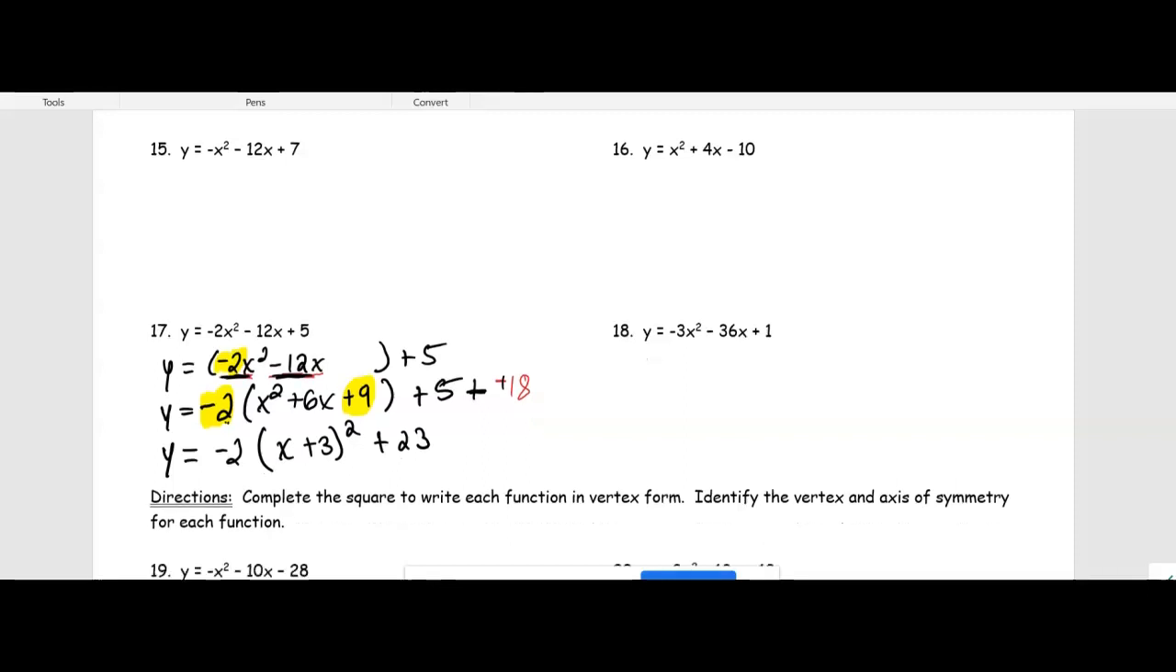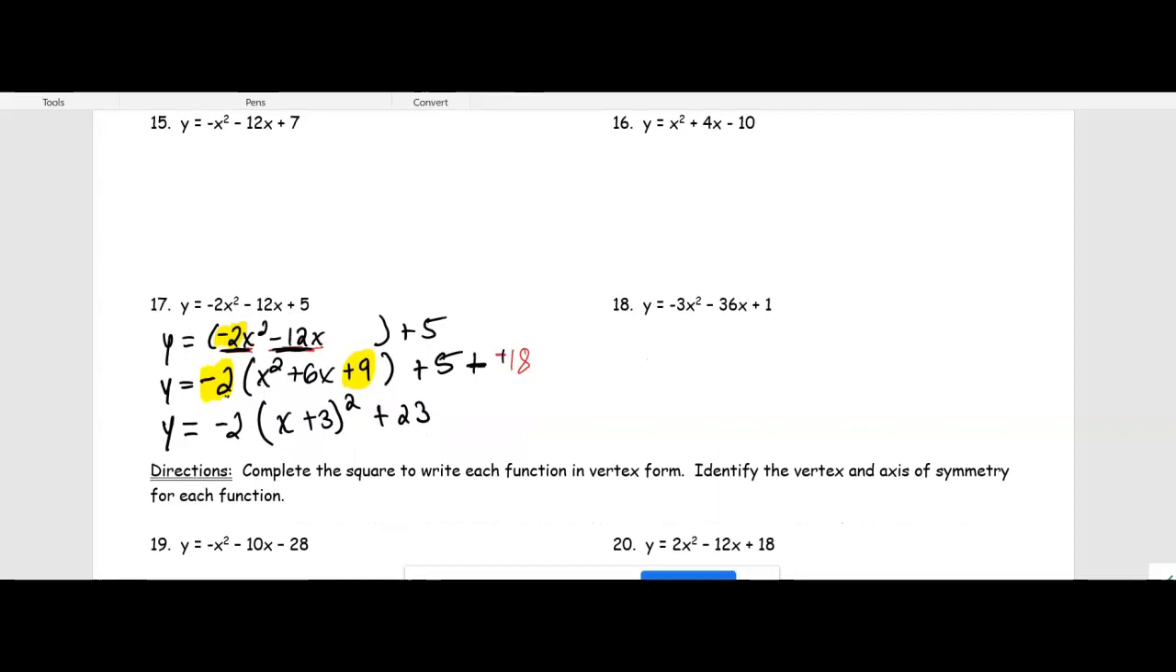All right, let's do number 18. Do one more together, and then I'm going to turn you loose on number 19. Take your negative 3x squared, the negative 36x. We're going to make perfect squares out of those. The number that needs to be the 1 is currently a negative 3, so negative 3 is what we're going to pull out, leaving us with an x squared.